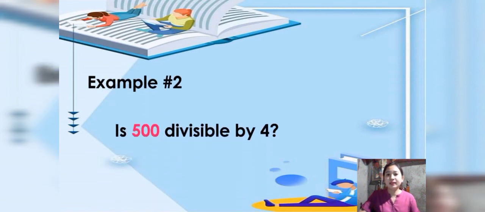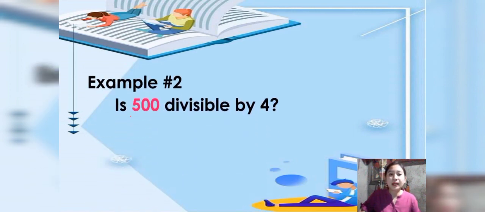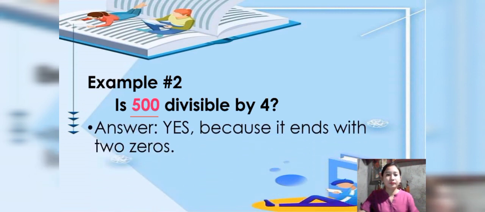Another example is, is 500 divisible by 4? The answer is yes, because it ends with two zeros. We said a while ago that if the number ends with two zeros, it is said to be divisible by 4.